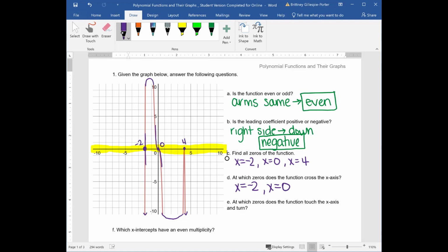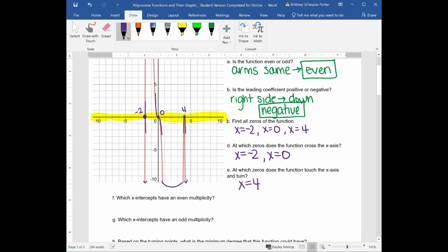And at x equal to 4, our graph comes up, touches, and comes back down, which means that it touches and turns at x equal to 4. This is taking all the things that we learned about polynomial functions and then giving us visuals on them.